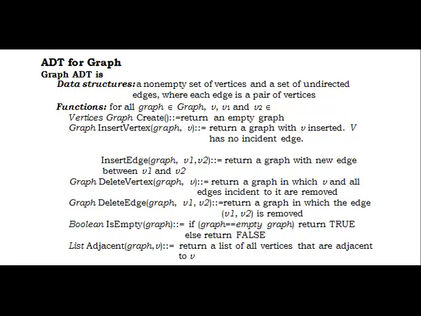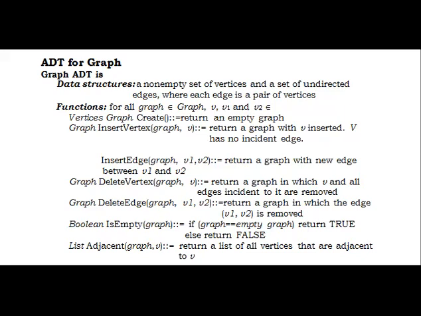First, we return an empty graph. Then, in a graph we can insert the vertices for creating a graph. Then we insert an edge between two vertices and return a graph with a new edge between V1 and V2.